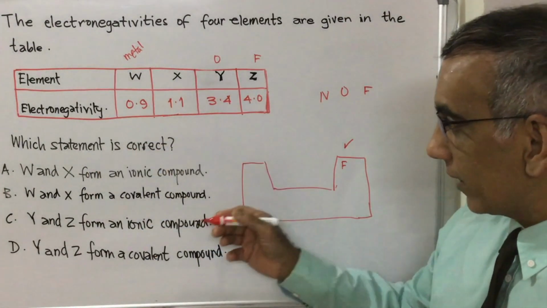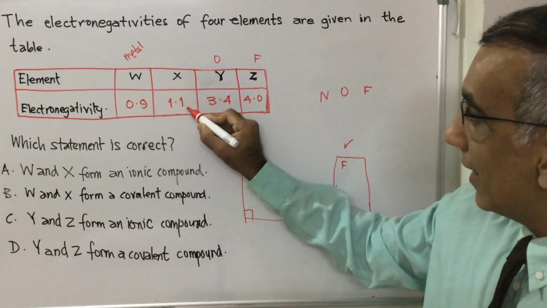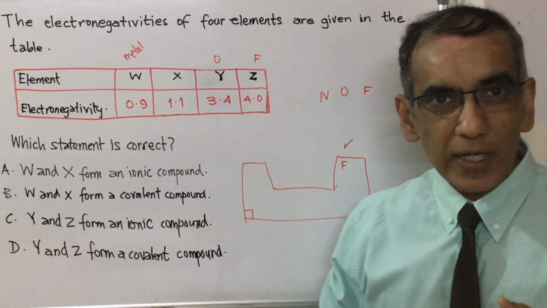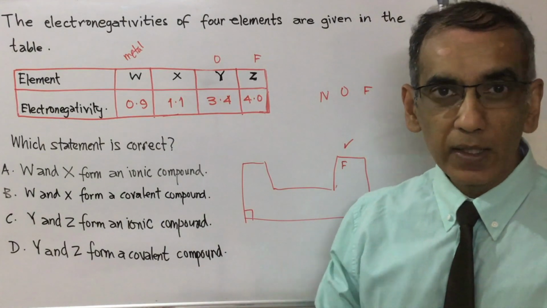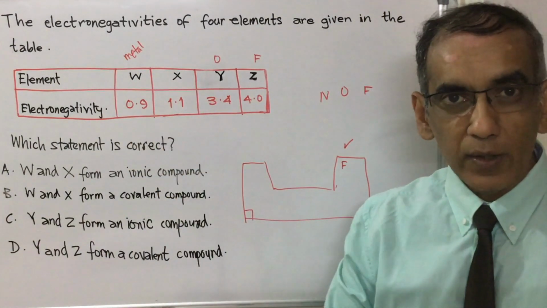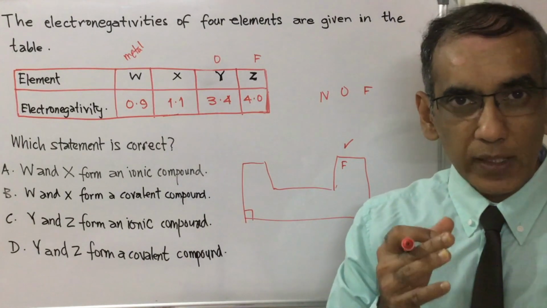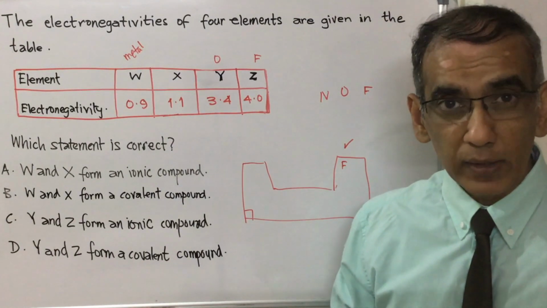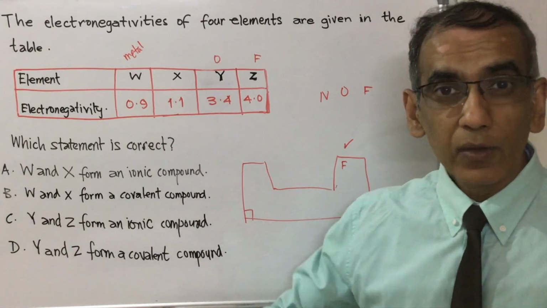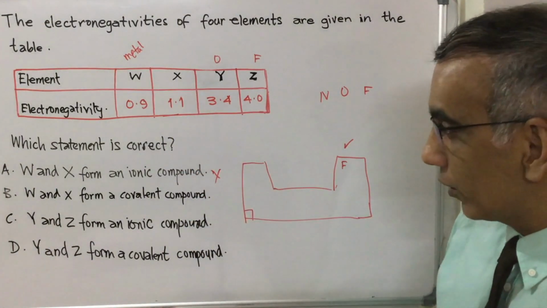Which statement is correct? A, W and X form an ionic compound? Well, W is 0.9 and X is 1.1. Both are very close to each other in electronegativities, so the chance of them forming an ionic compound is non-existent, because 0.2 is way smaller than the value of 2 that we seek for the difference in electronegativity between the two members of an ionic bond, like sodium and chlorine, for example. The difference in electronegativity there is greater than 2. Here it's just 0.2, so not a possible choice.